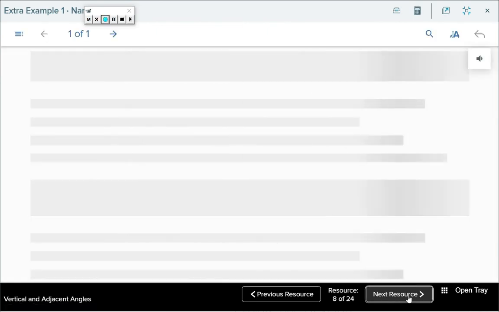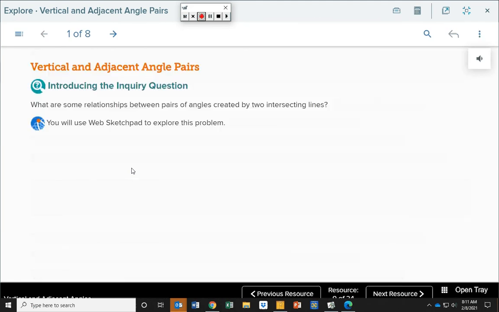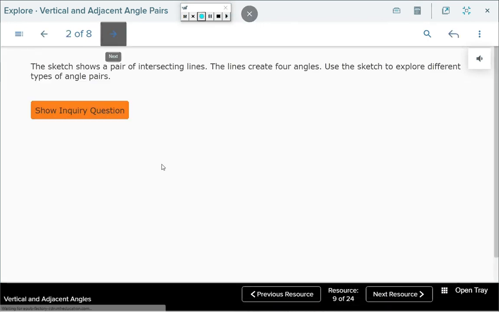Now, when we talk about vertical and adjacent pairs, vertical angles are angles that are formed on the opposite sides of an intersection. So if, for example, I formed an intersection here with these pins, the opposite sides, like this angle and this angle, are considered vertical angles, just like these two are vertical angles. And the thing about vertical angles is they have the same measure.